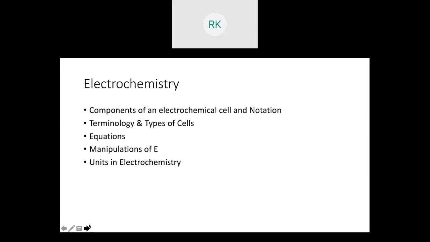Okay, so getting into electrochemistry review, we have a couple different things I want to touch on. First, we're going to touch on the components of electrochemical cells and the proper notation. We're also going to jump into terminology and types of cells, then our equations that we use, manipulations of E, and lastly, just quickly look at units of electrochemistry.